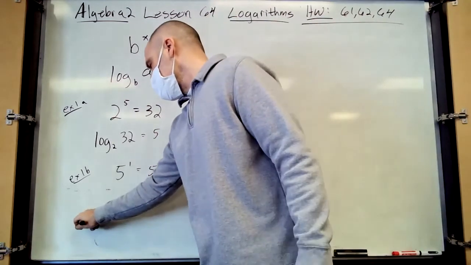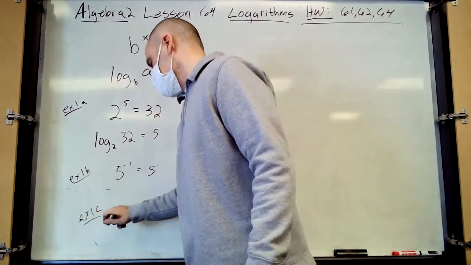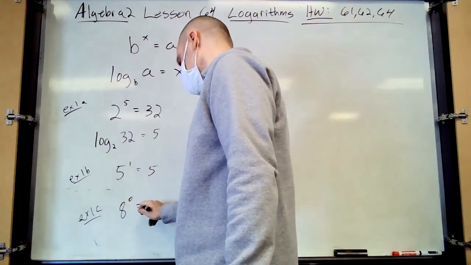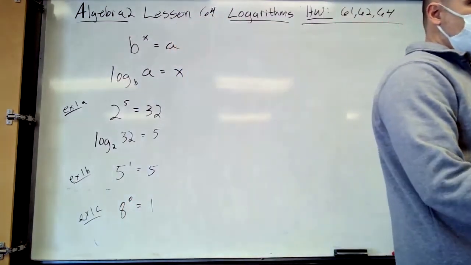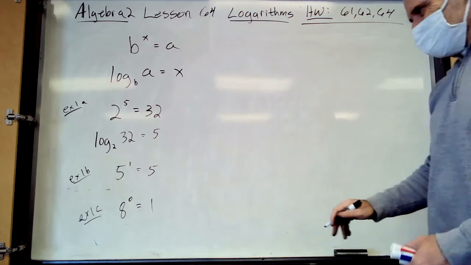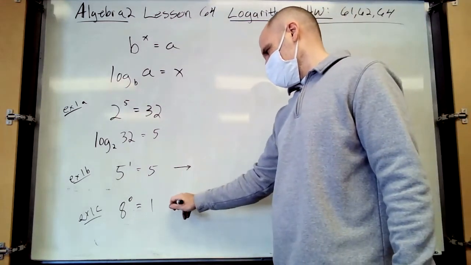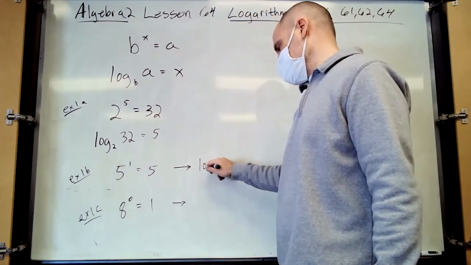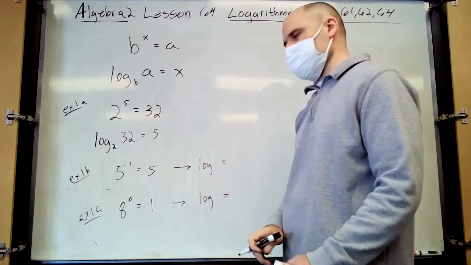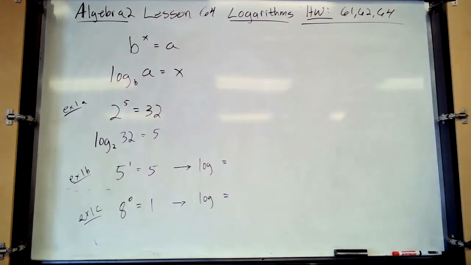And then when you're done with that, do this one. And these are all true statements. 5 to the first power is indeed 5. 8 to the 0 power, or anything to the 0 power, is 1. So I just want to rewrite it as a logarithm. So we know there's log there, an equal sign. So what goes where? Anybody have it?